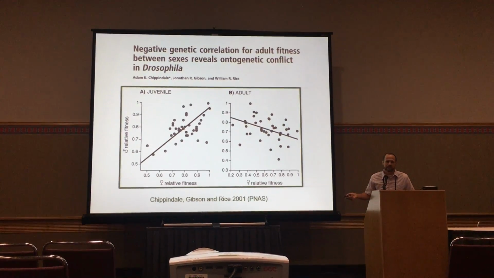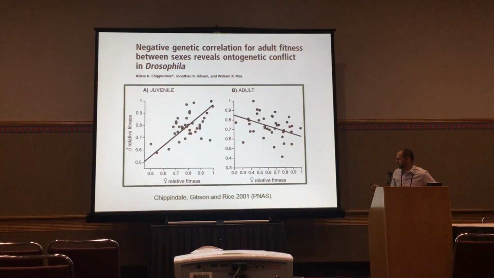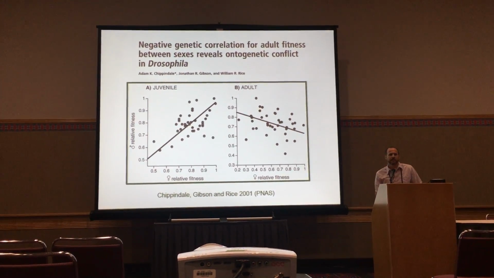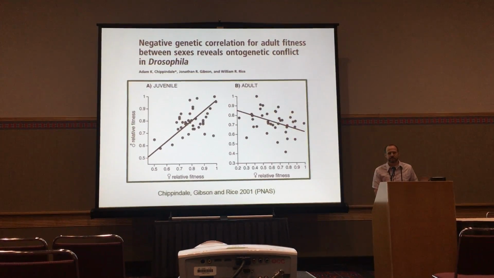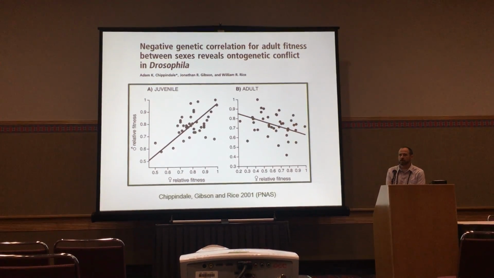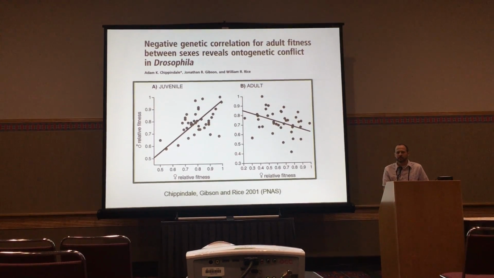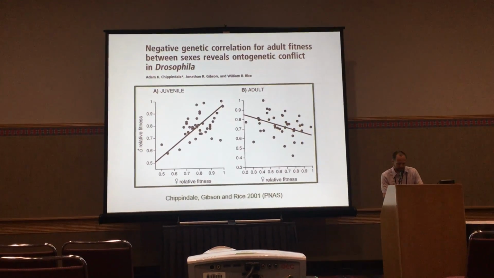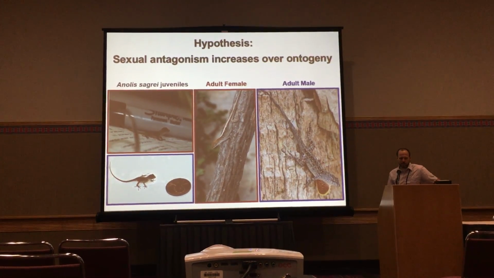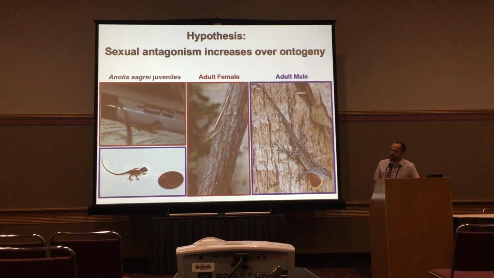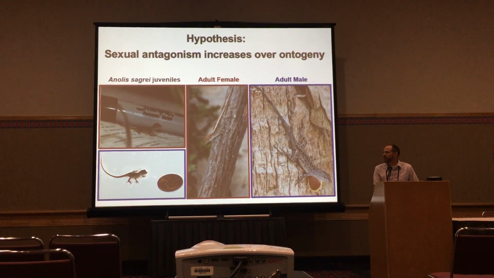But then you take these same genotypes and you look at adult fitness, and you're looking at reproductive success here on the right, and you see that the genotypes that confer high fitness in males confer low fitness in females. So this is completely reversed. You no longer see concordance, but you see this sexual antagonism in the adult life stage. So this leads to the hypothesis that sexual antagonism increases over ontogeny.